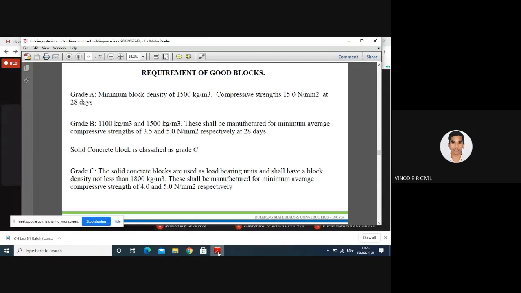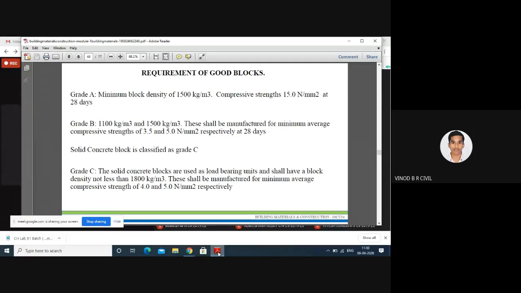Minimum block density is 1500 kg per meter cube, compression strength 15 Newton per mm square after 28 days of curing time. Okay, if, for example, we are not using a good proportion, here we can recall the proportion part. We are not maintaining the good proportion. For example, that proportion is 1:8, 1:10, 1:12, 1:20, like that. The density does not come up to the mark of 1500 kg per meter cube.